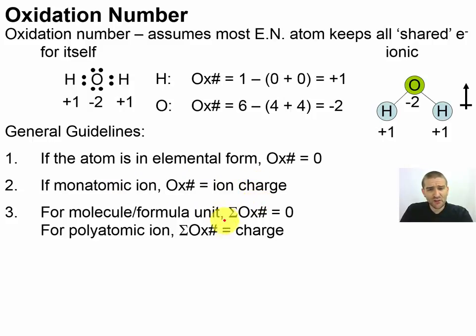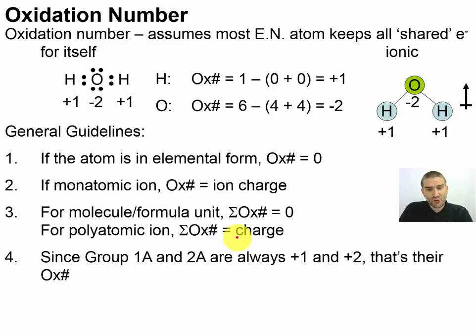Now when you have a molecule or a polyatomic ion, the sum of all of your oxidation numbers has to equal the sum of the charges. And of course, if there is no charge, that means it's got to equal 0. So for molecules and for neutral formula units, the sum of the oxidation numbers must be 0. And for a polyatomic ion, it all has to add up to be the overall charge. Because what we're doing with oxidation number is we're predicting where the charges will be in an ion when we're making the assumption that all the bonds are going to behave ionically.